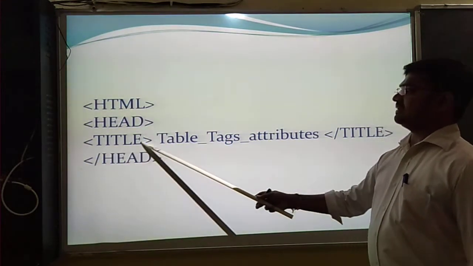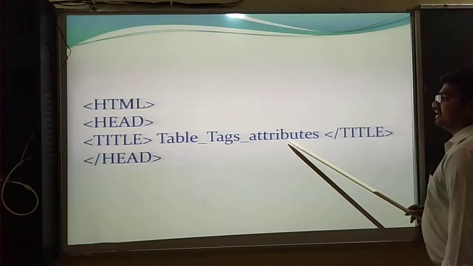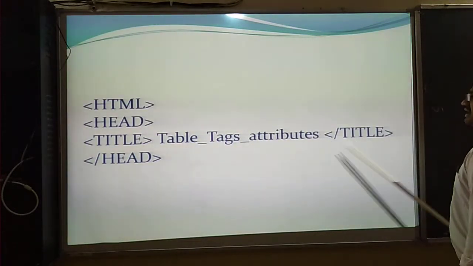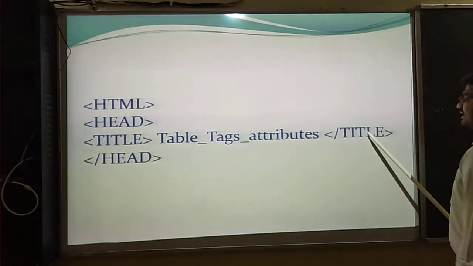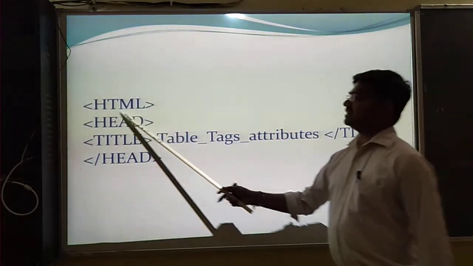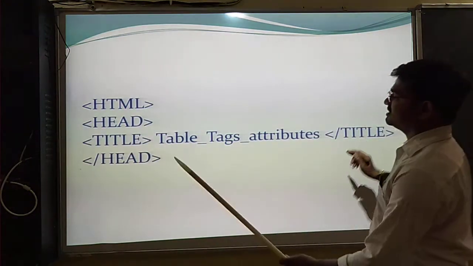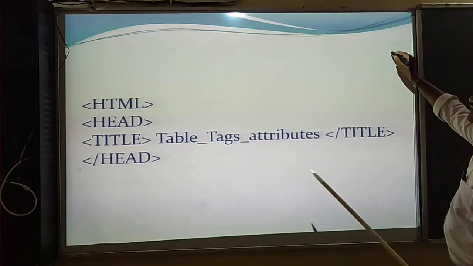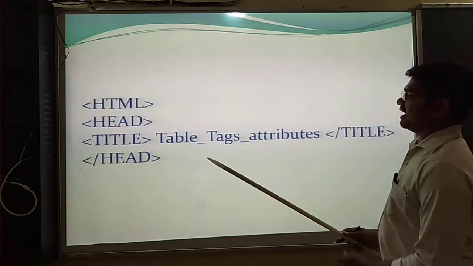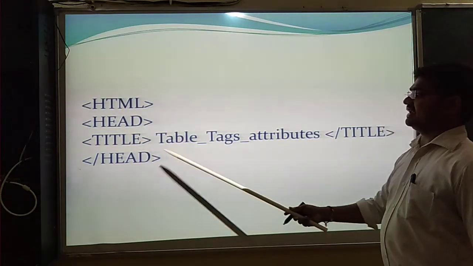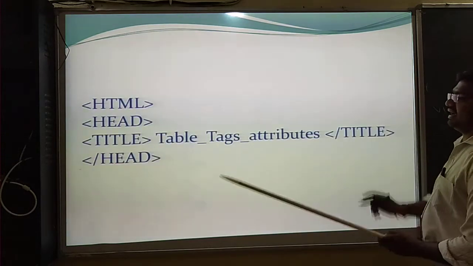The title. What is the title tag? The title of the table is an attribute. This is the title opening tag and this is the title ending tag. Then you should close the opening tag of the head with </head>. So this is the head component. Next, you write the head component: the HTML head tag and title, table tags, attributes and head tags.